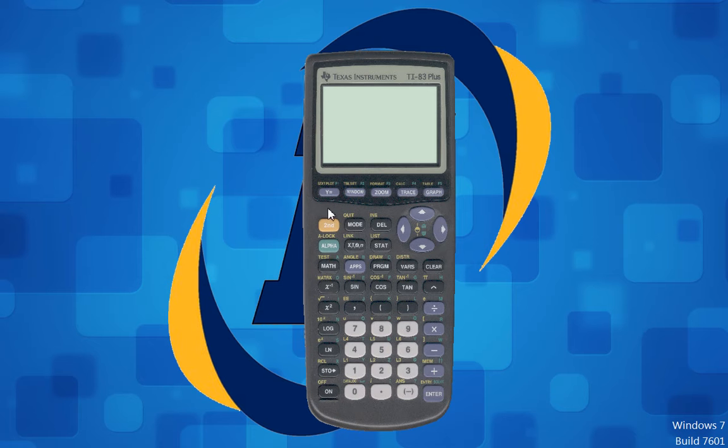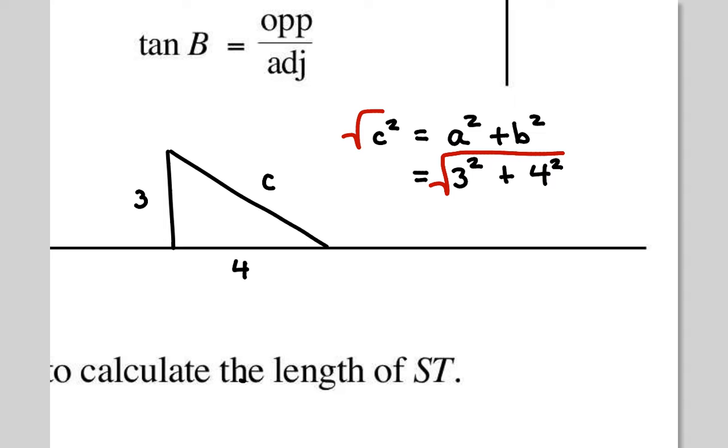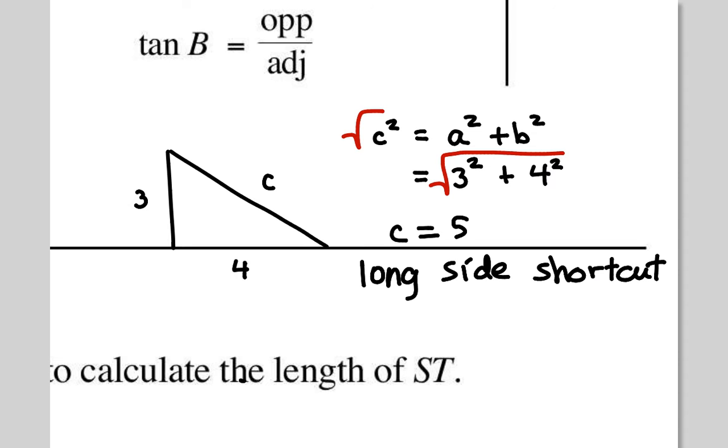So watch how quickly you can do this. Second function square root, and then you have a bracket open. If you have an older calculator, just make sure you open that bracket. 3 squared plus 4 squared. Pythagorean theorems can be done in a simple keystroke. So it's the long side shortcut. The answer to C is 5, and that's what I call it, long side shortcut. Okay, super quick.